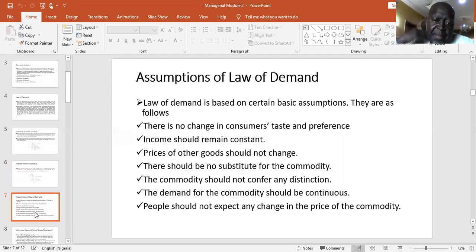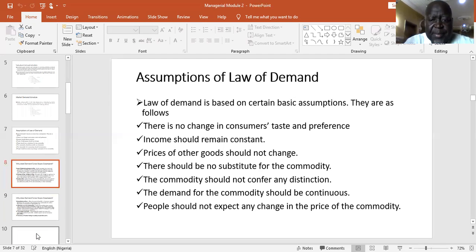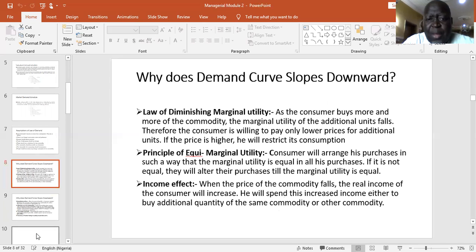What this assumption means is what you hear in economics as ceteris paribus, all things being equal. So that means all these factors remain constant. Then the law of demand will suffice. Otherwise, if anything happens to any of these assumptions, then probably the law of demand will not be appropriate in that case.